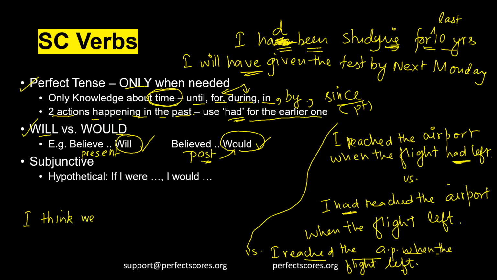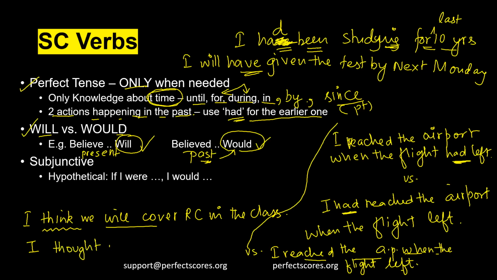I think we will cover reading comprehension in the class. So I'm making this statement about the future, but I'm making this statement right now. I think we will cover. Here you can't say, I think we would cover RC in the class. If you want to say something about that, you'll say, I thought we would cover, but we did not cover. Are you getting the meaning now? Yes, now it's clear.